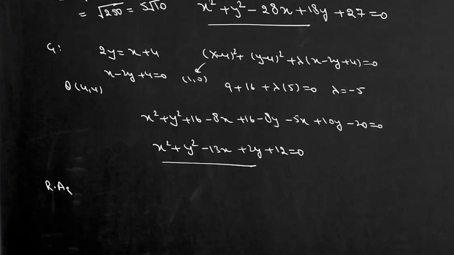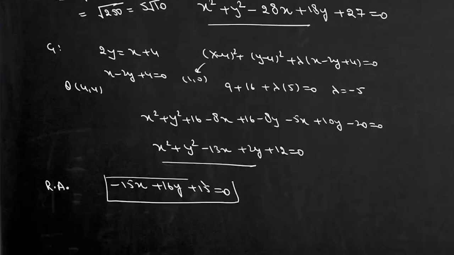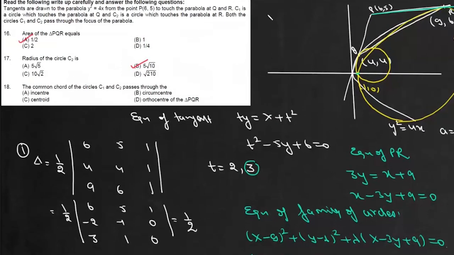Now once we have the equation of both the circles, we can find the equation of their common chord, which is basically their radical axis. So it'll be minus 28 minus 13, minus 15x, 18y minus 2y, plus 16y, and 27 minus 12 is 15. So the equation of the common chord is minus 15x plus 16y plus 15 equals 0.